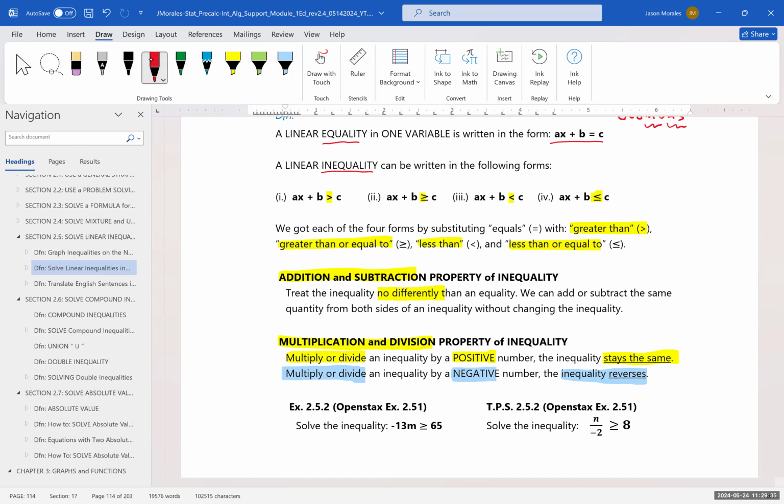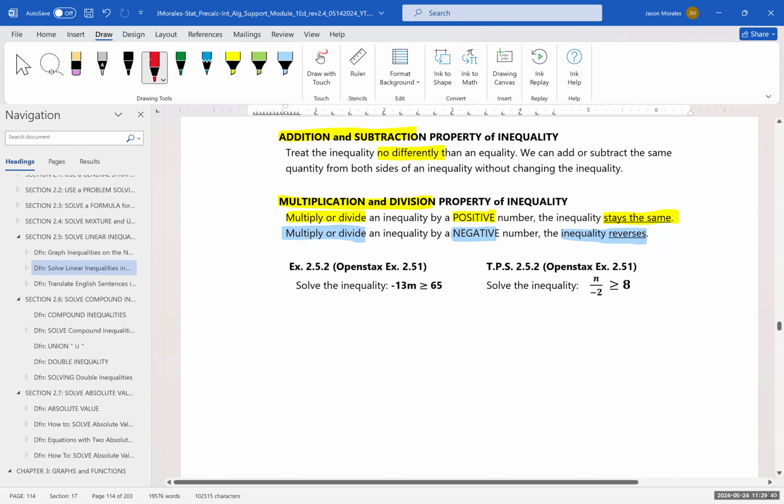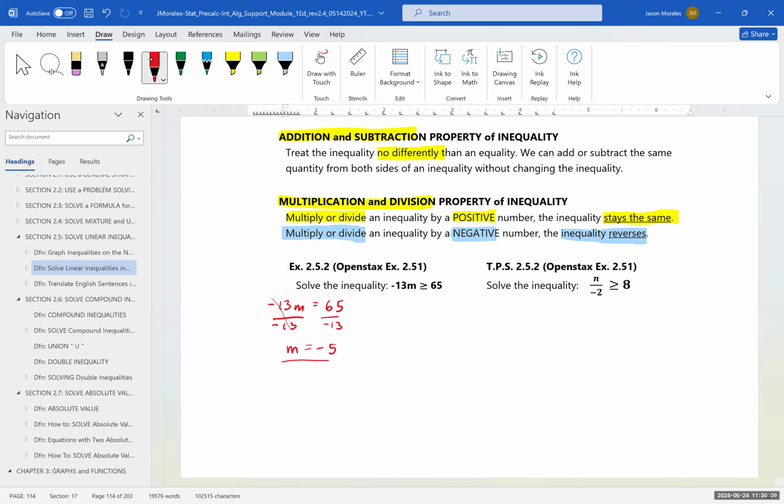All right, let's take a look at a couple of examples. The first one is to solve the inequality negative 13m greater than or equal to 65. First of all, if this was an equation, something we've looked at before, what would you do? Well, you would just divide both sides by negative 13, and these would cancel out and you're left with m equals negative 5. Closed and done.